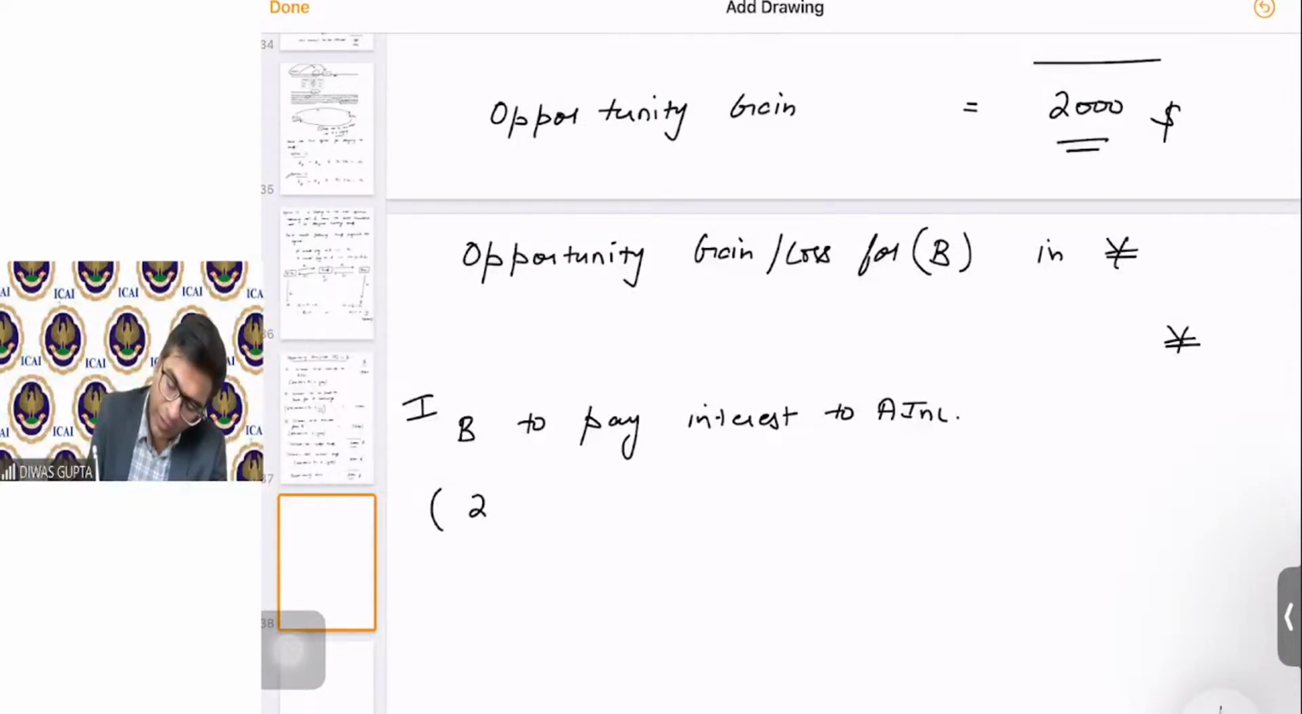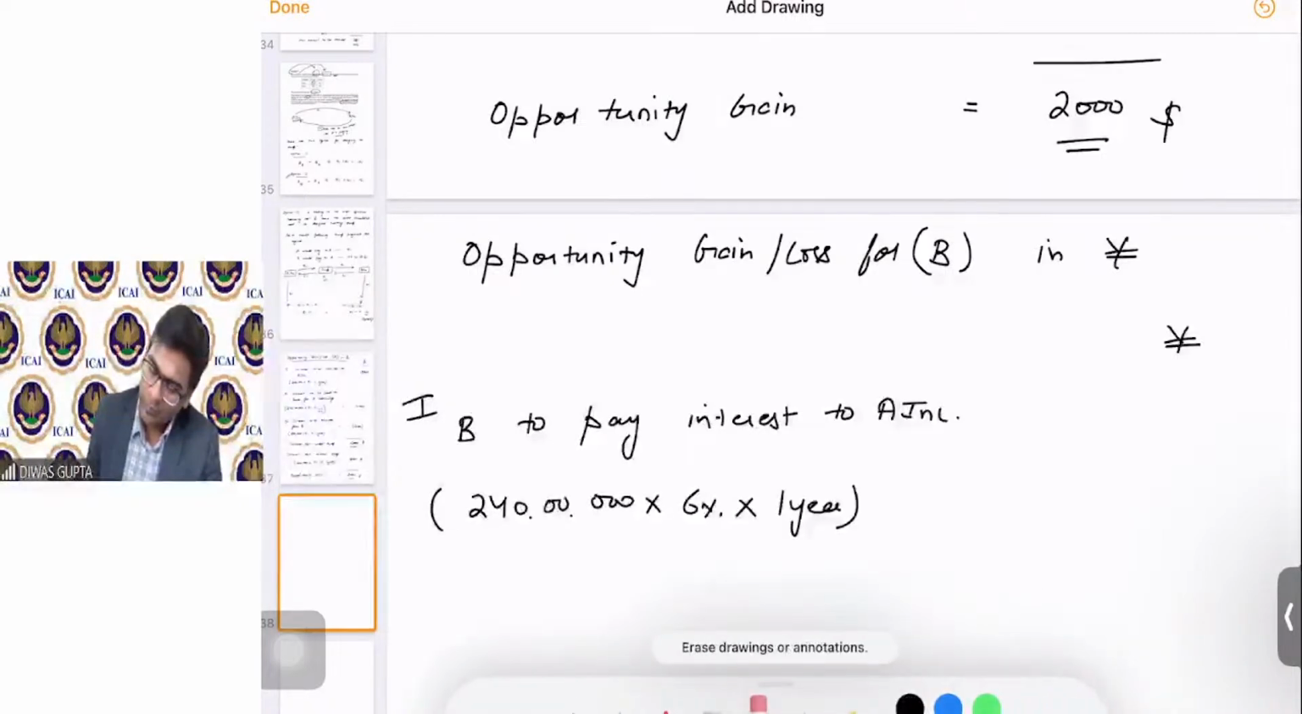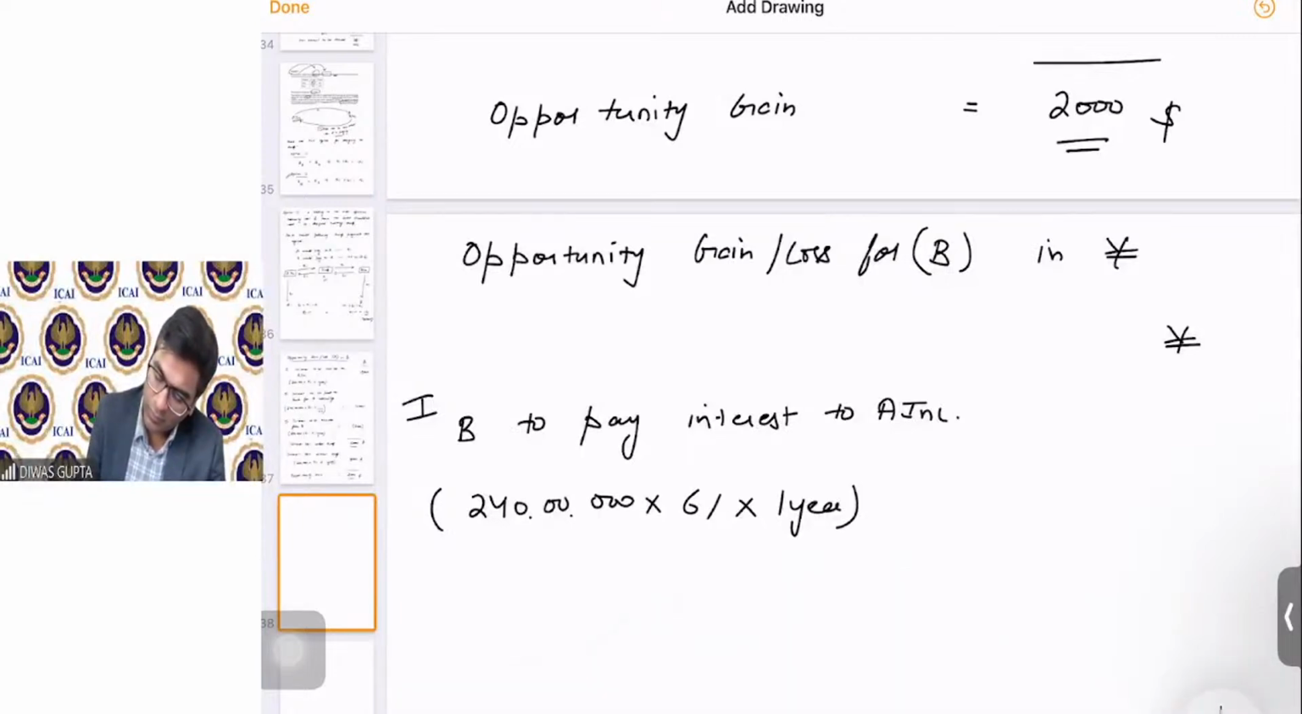Loan amount will be again 2 crore 40 lakhs, multiplied by what is the swap percentage agreed? 6% for 1 year. So this becomes 14 lakh 40,000 yen.